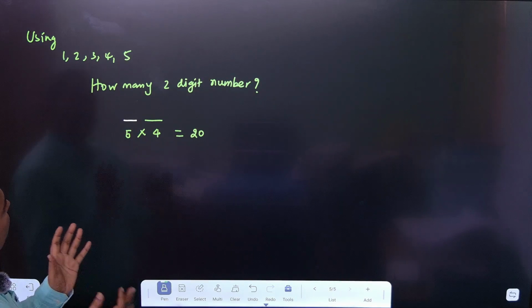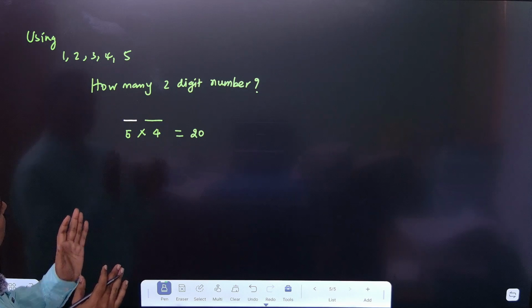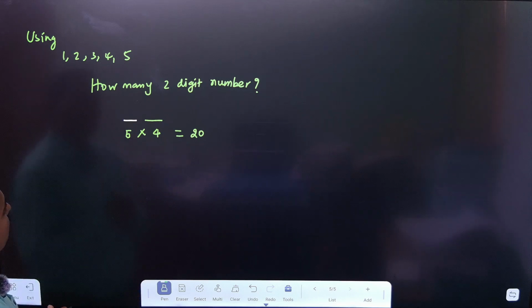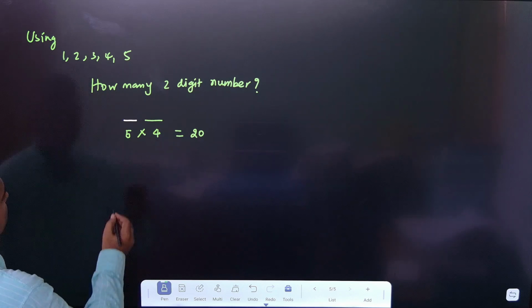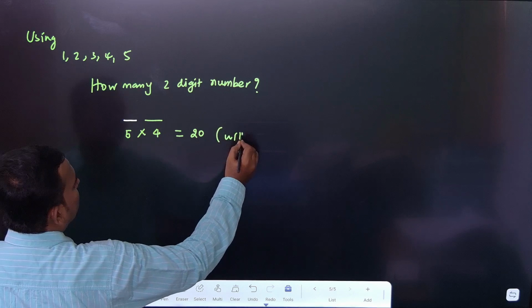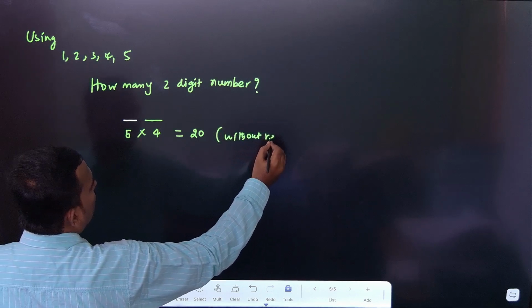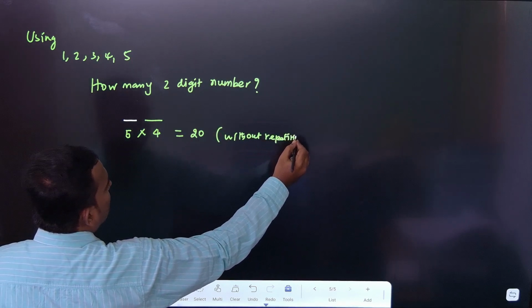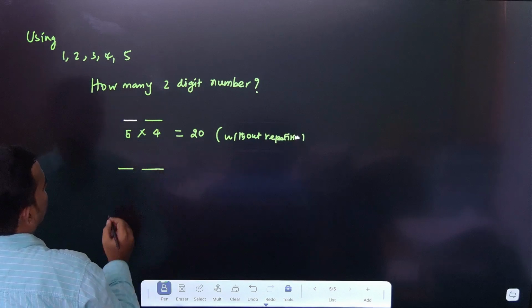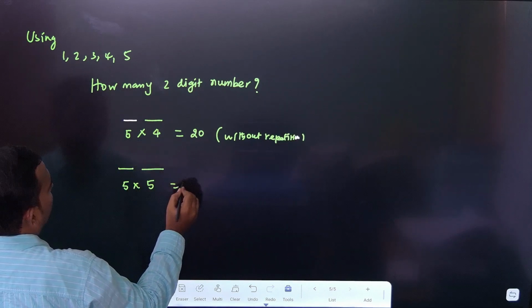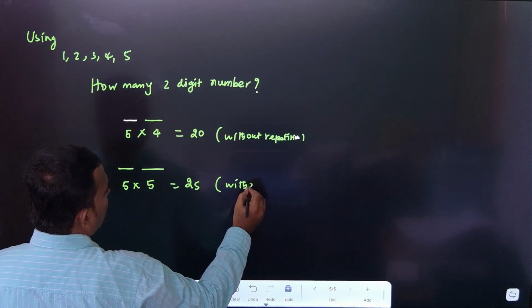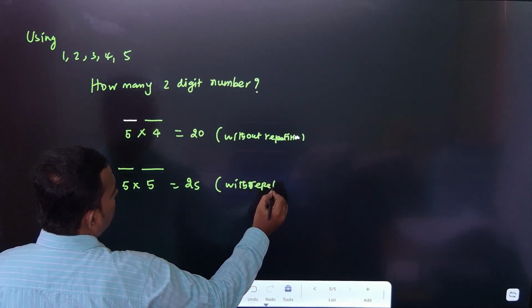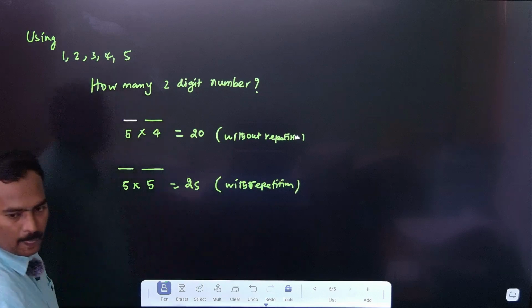So in that, this is actually every number included or not? Without repetitions, 20 two-digit numbers. With repetitions, here is 5, this is also 5, so 25 numbers are possible with repetitions. This one was without repetitions. Clear?